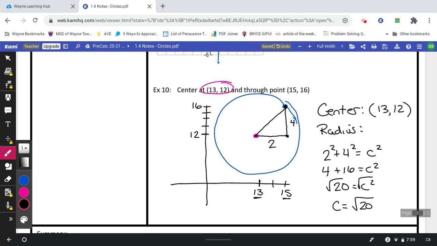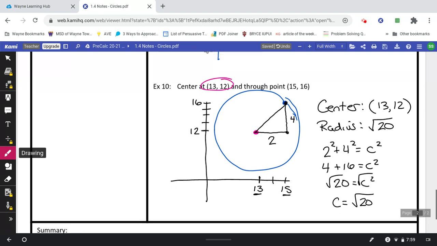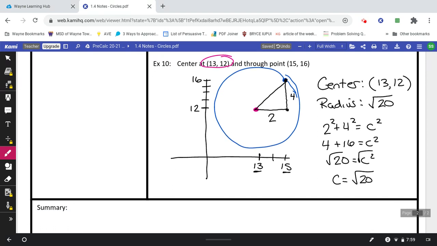All right, so for my radius, I'm getting the square root of 20. There's no need to turn this into a decimal or break it down at all into a simplified radical. I'm just going to write it as the square root of 20 because I know my next step is going to be to square it to write it back into the equation. All right, so I'll write my equation down here because I'm running out of space. So x minus 13 squared, y minus 12 squared, and I'm going to take my radius and square it, so that way the square root and the square cancel out, and I'm just left with 20.